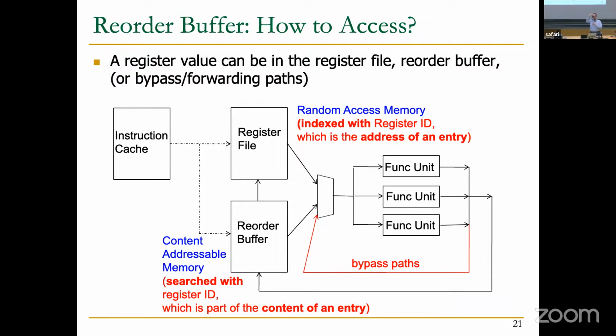So you really need to search all the entries and compare the register ID you are looking for with the register ID stored in the reorder buffer, which makes it slow. If you have, say, 64 rows in the reorder buffer, which in practice is much more than that, you need to search it either in parallel or serially. In parallel, it causes a lot of hardware cost, and serially, it causes a lot of latency.